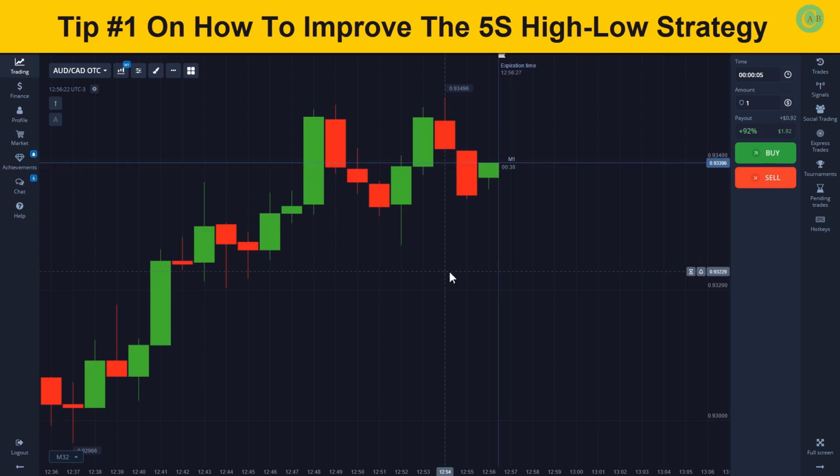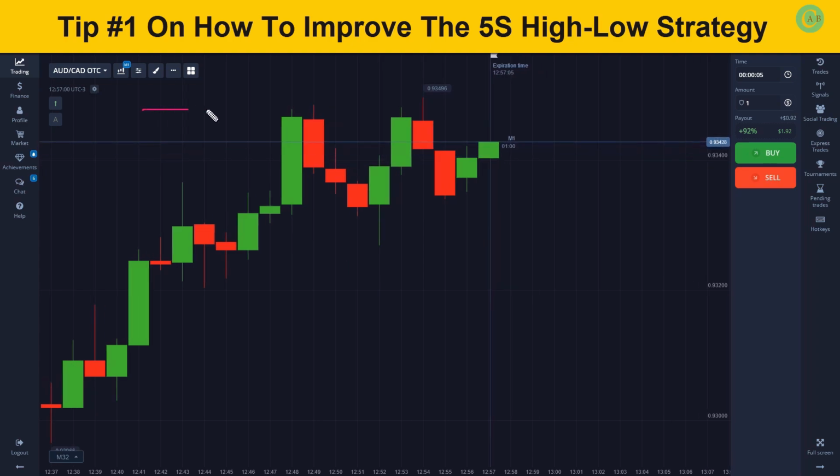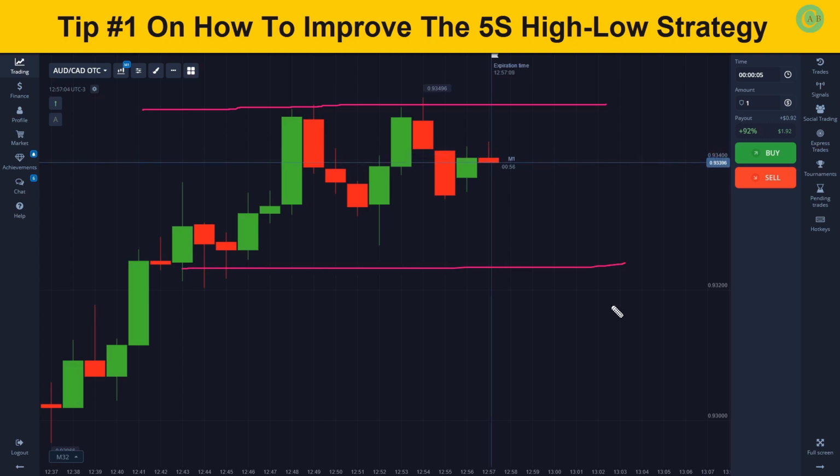Okay, so now we're gonna look for a good environment of trading with our strategy. What is the best environment for the 5-second high-low strategy? The best environment is very simple. It is a ranging market. So ranging market, which means when you see, let me bring my pen one moment, when you see the price is moving sideways, as you can see here, this is a range structure or range market. So range market.